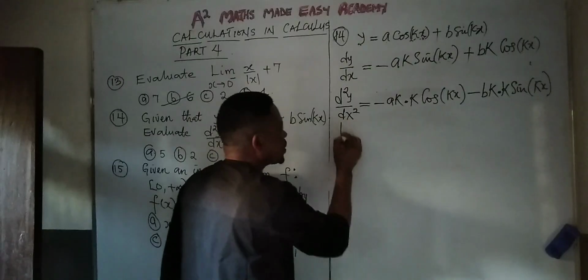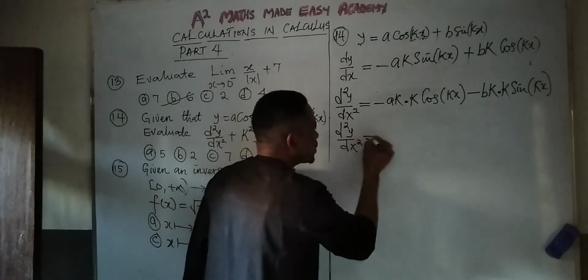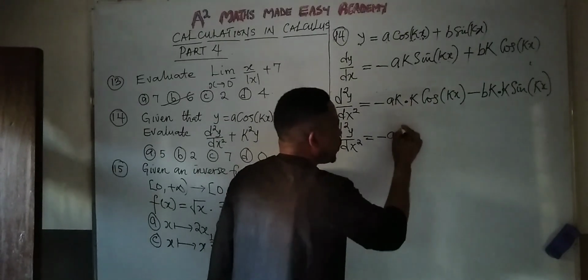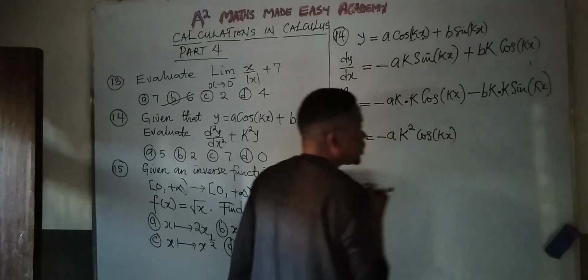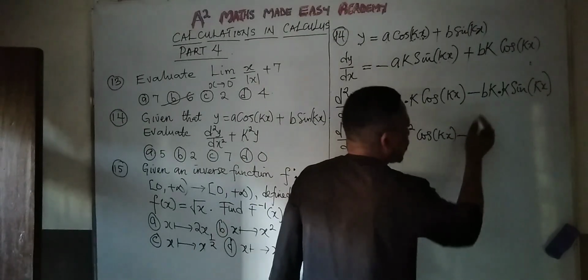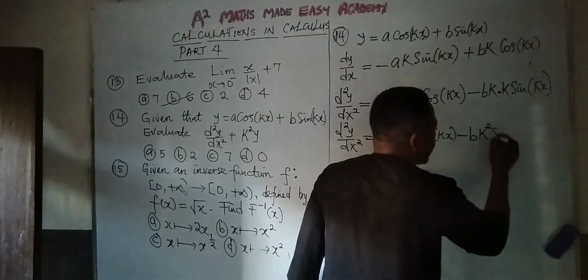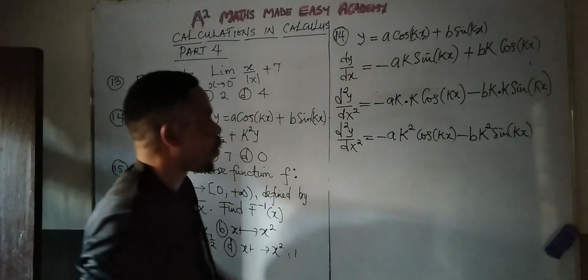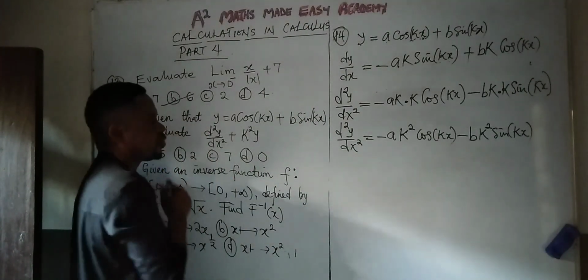Can we now say the second derivative d squared y over dx squared is now equal to, this is minus a, right? K times K will give us K squared, followed by cos Kx. Close the bracket. Then minus, this is b, K times K will give us K squared, followed by sine of Kx. I have known d squared y over dx squared. Then can we now go back to what we are looking for?